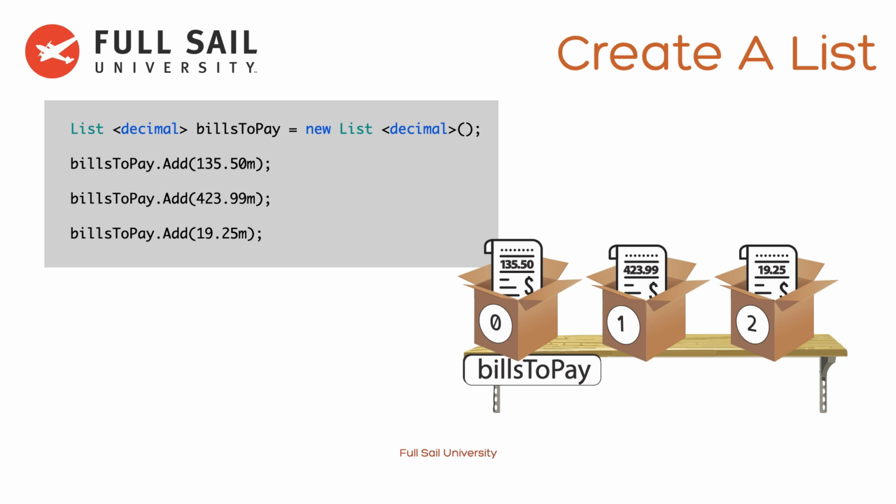In this one, this list is going to contain decimal elements. It's going to be called bills to pay. We're going to set it equal to a new list of decimals, and then add in 3 starting values, as you can see on the screen right here. Okay. Now, let's review the for loop before we go into the new for each loop.